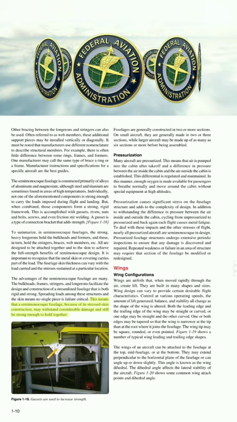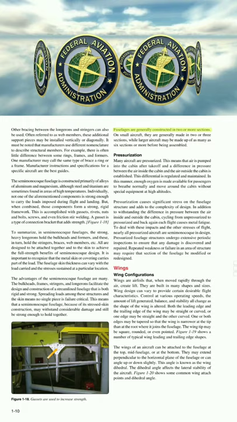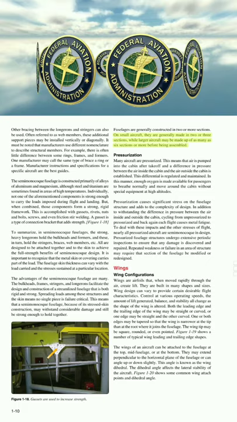enough to hold together. Fuselages are generally constructed in two or more sections. On small aircraft, they are generally made in two or three sections, while larger aircraft may be made up of as many as six sections or more before being assembled.